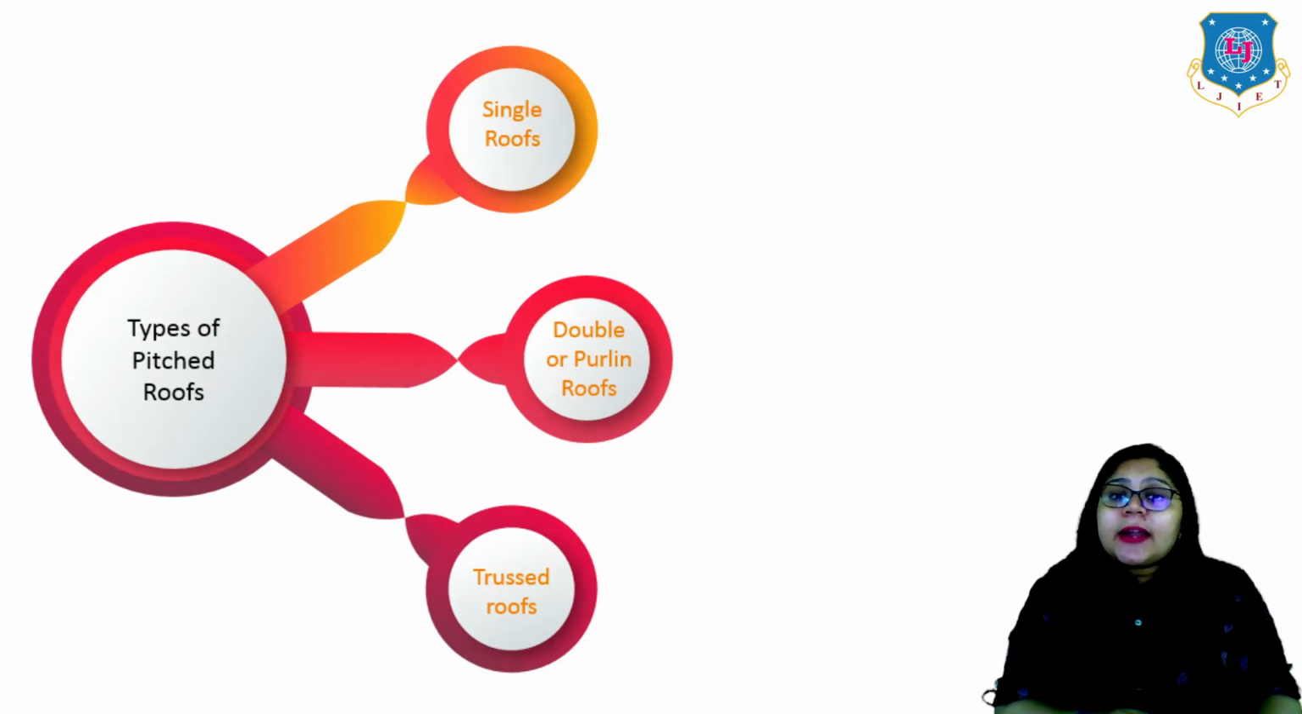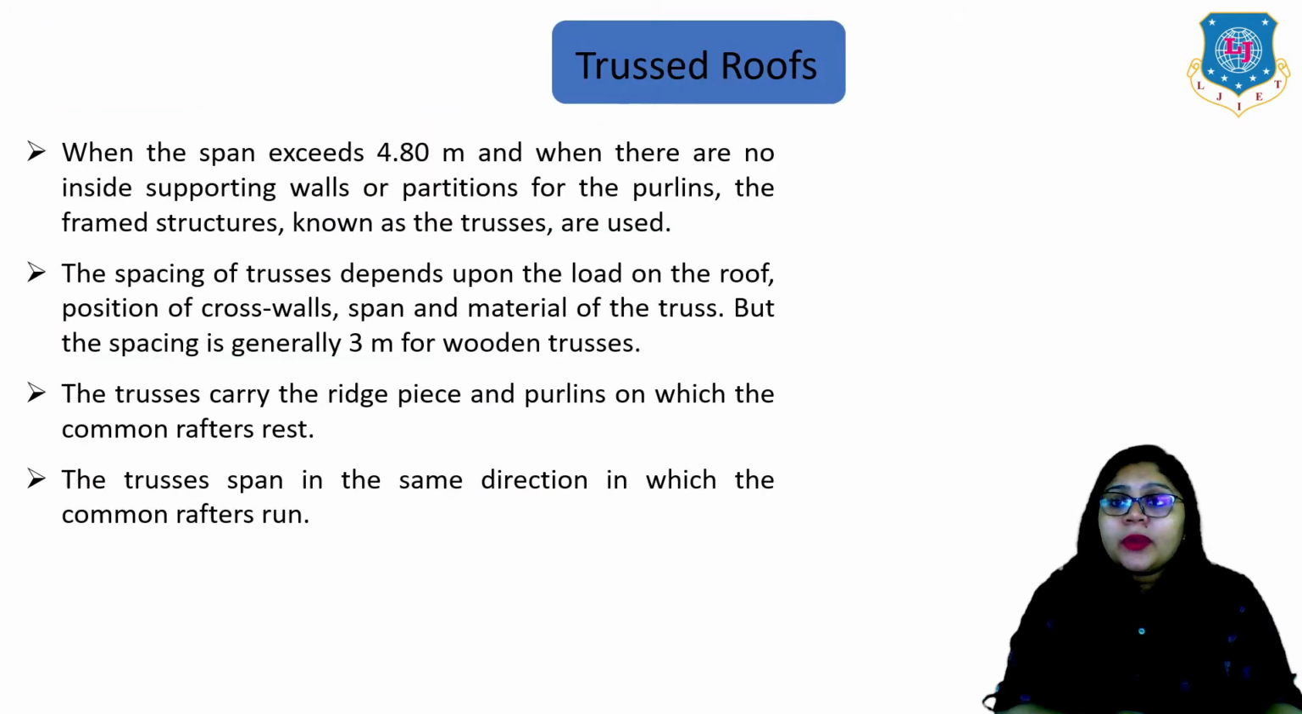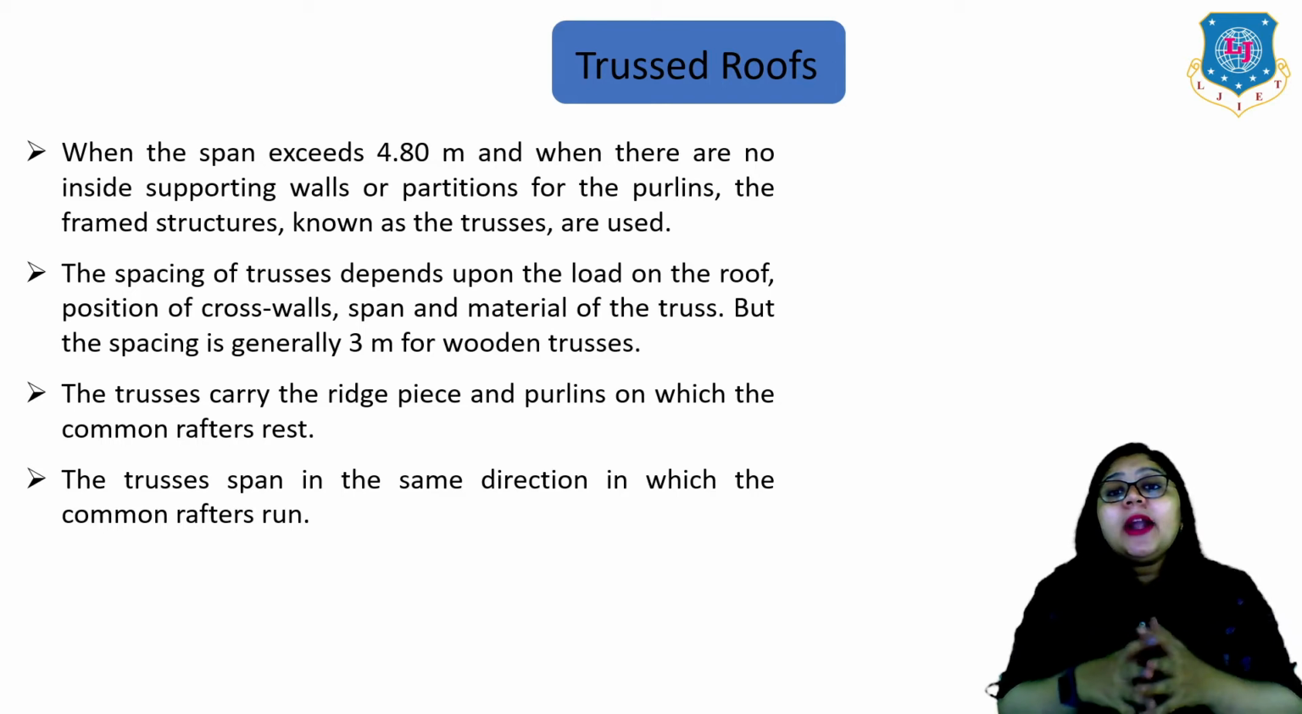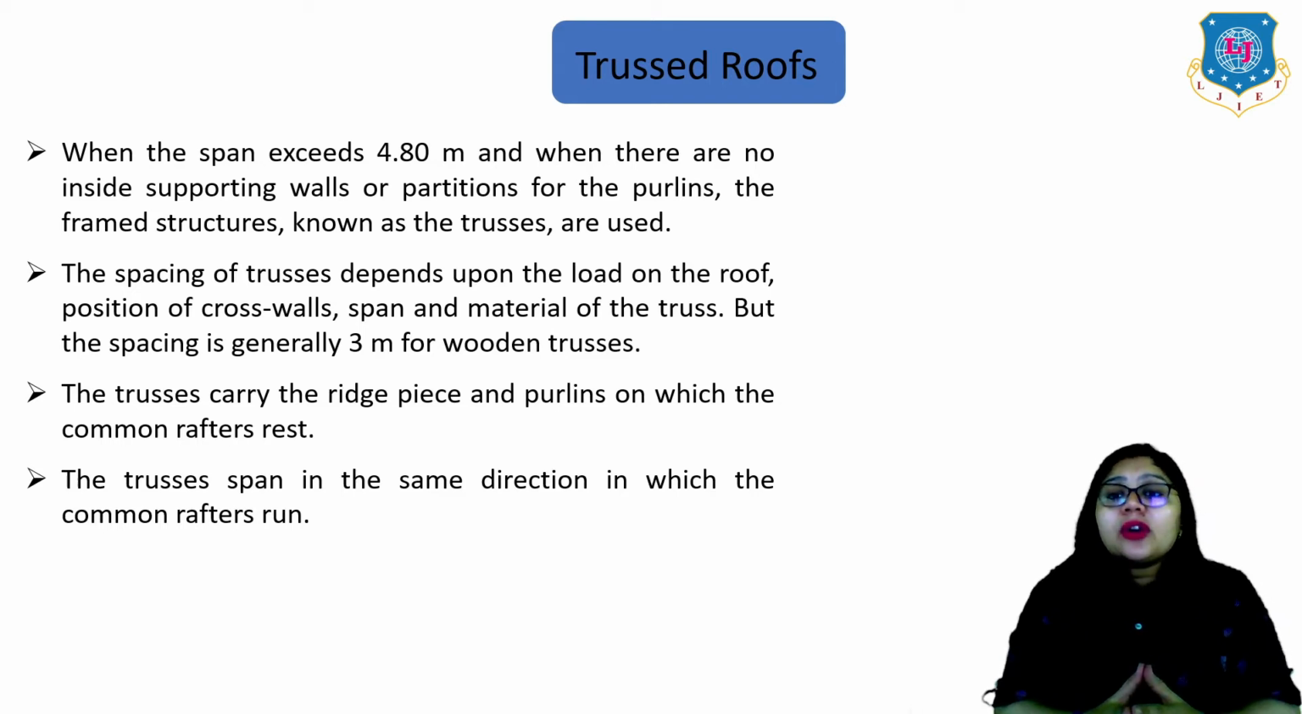Now let us move to the next type, which is a truss roof, used when the span exceeds 4.80 meter and when there is no inside support wall or partition for the purlins. The frame structure used is known as a truss. The spacing of trusses depends upon the load on the roof, position of cross walls, spans and materials of the truss. But the spacing is generally 3 meter for wooden trusses. The trusses carry the ridge piece and purlins on which the common rafters rest. The trusses span in the same direction in which the common rafters run.